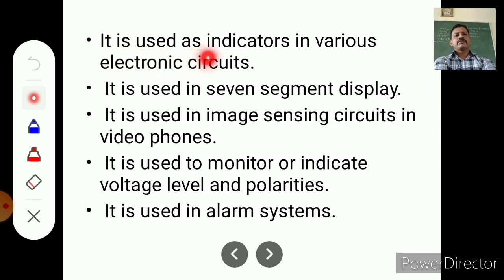It is used as an indicator in various electronic circuits. It is used in 7 segment display. It is used in image sensing circuits. In video phones it is used in the monitor to indicate voltage level and polarity. It is used in alarm systems. So for these different purposes we use LEDs. Some LEDs are in the visible region, some LEDs are in the infrared region. So these different types of LEDs we use in our daily life.